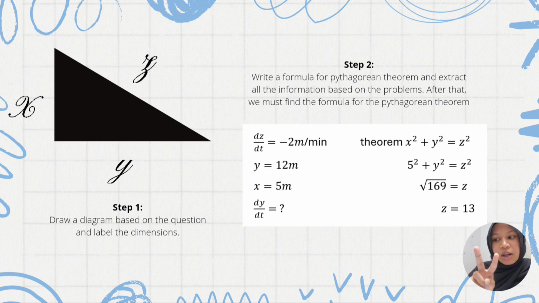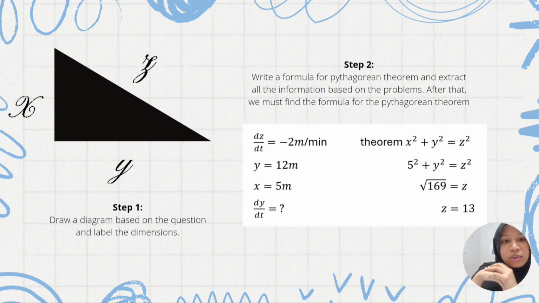For the second step, we have to use the Pythagorean theorem because it's a triangle, and we have to extract the information. So dz/dt equals minus 2 meters per minute. Why minus? Because the distance between the rowboat and the pier is getting smaller, that's why it's negative. Our y equals 12 meters, our x equals 5 meters, but we don't know our dy/dt.